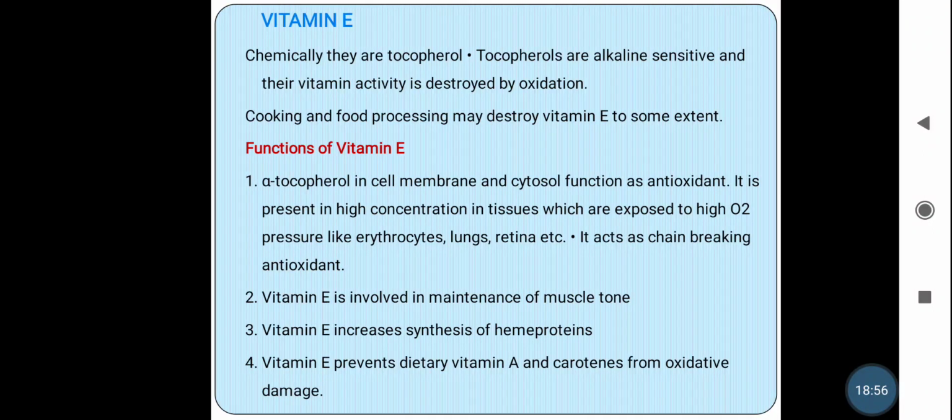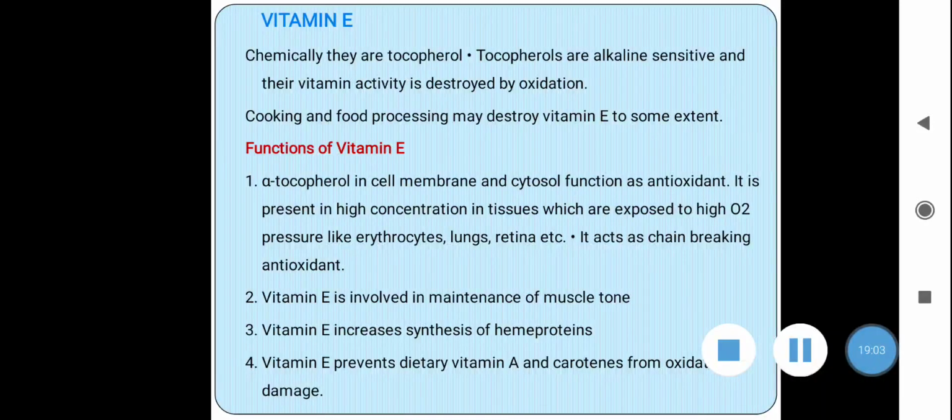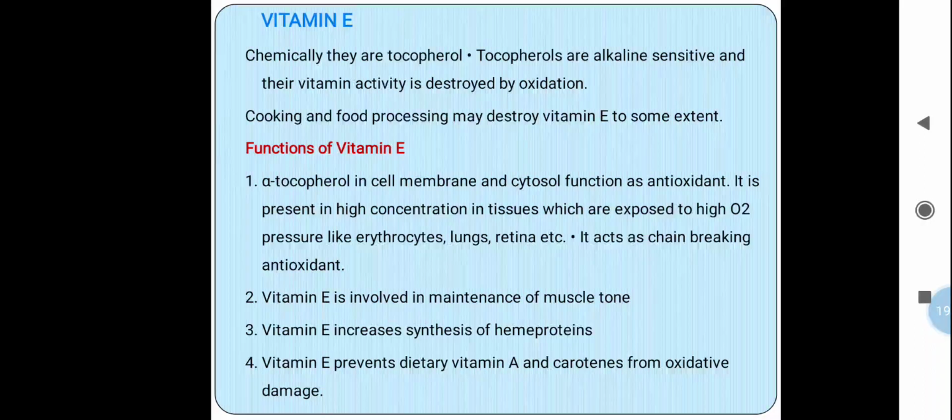First one is alpha tocopherol in the cell membrane and the cytosol, which functions as an antioxidant. Again, it is present in high concentration in the tissues which are exposed to high O2 pressure, like erythrocytes, lung and the retina. So it acts as a chain breaking antioxidant. So the main function of vitamin E is that it acts as an antioxidant. That is, it prevents the oxidation of different types of nutrients in our body.